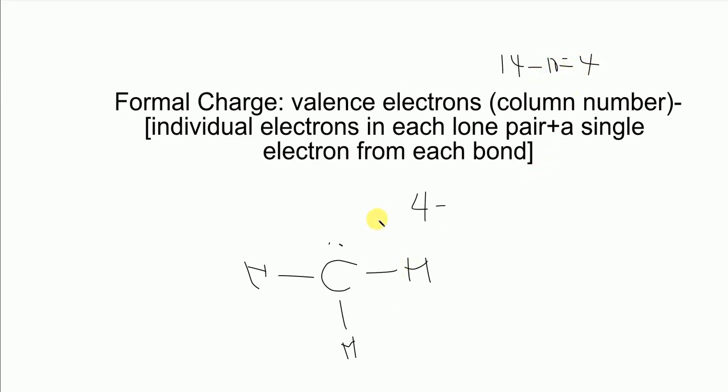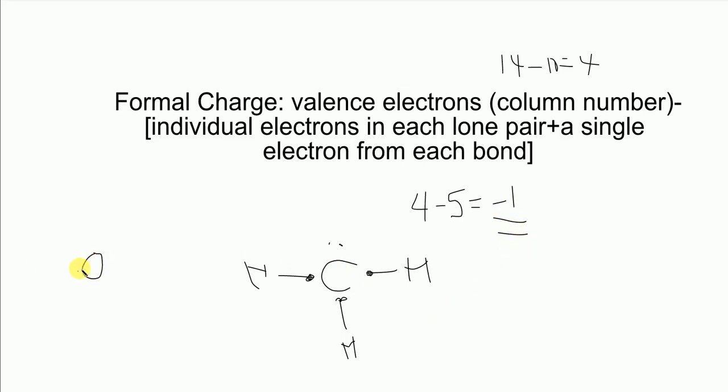The valence electrons for carbon is 4, and now I start subtracting the individually held electrons by this carbon. So that is 1, 2, 3, 4, 5. 4 minus 5, and that's negative 1. Okay, so very easy.